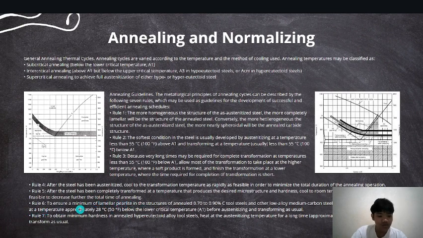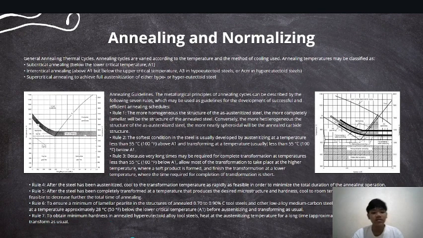Rule 6. To ensure a minimum of lamellar structure, when annealing 0.70 to 0.90% C tool steels and other medium carbon steels, preheat for several hours at a temperature approximately 28 degrees Celsius below the lower critical temperature, or A1, before cooling and transforming as usual.